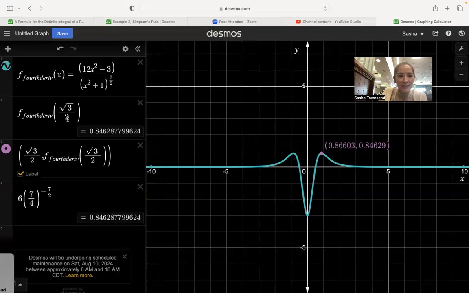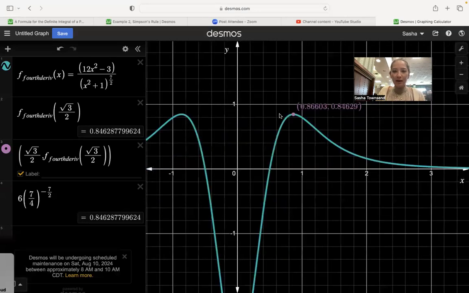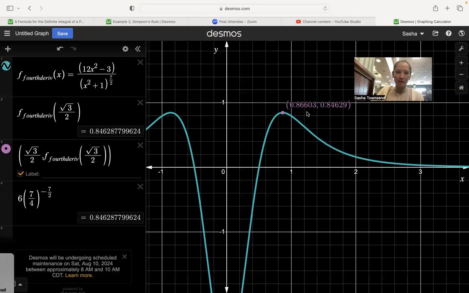I just evaluated it at square root of 3/2 and plotted the point, and then I typed in my exact answer, and I see that my exact answer is the same as the answer given by Desmos when I evaluate the function there. So it looks like I've done this correctly, provided I differentiated correctly. So that is our maximum. That's 6 times 7 divided by 4 to the negative 7 halves, which is approximately 0.846. Just writing that down. Okay, so now we can substitute that into our error formula for Simpson's rule.